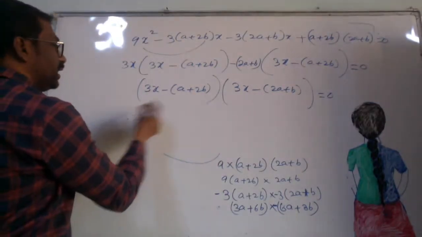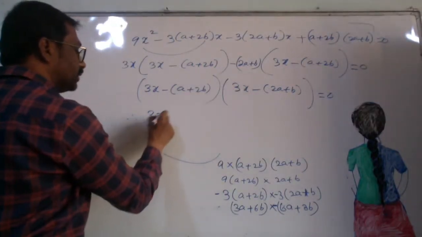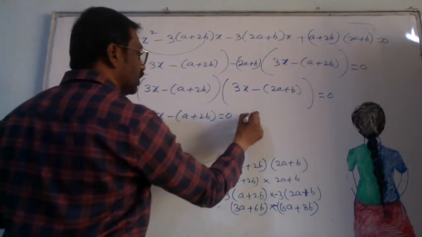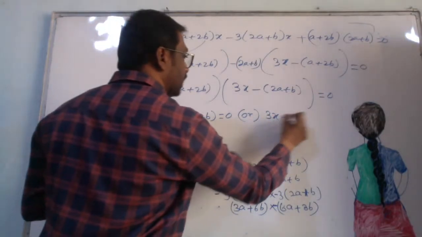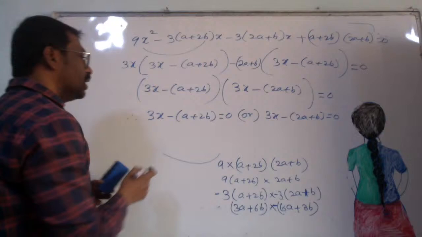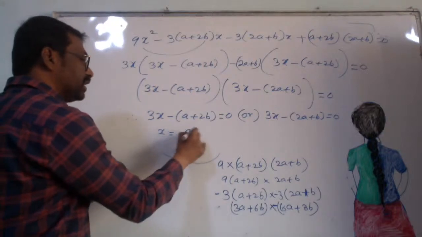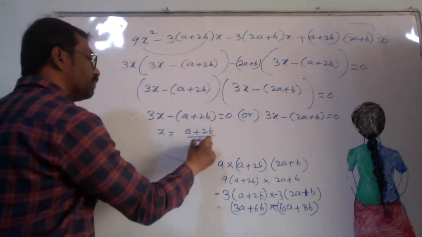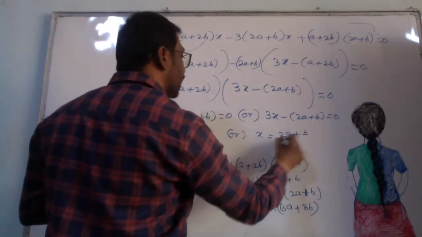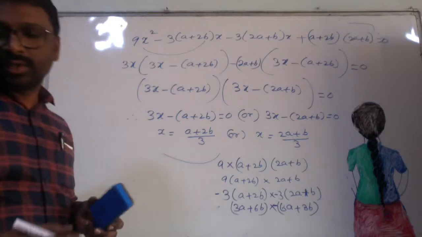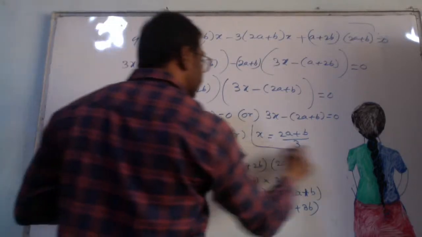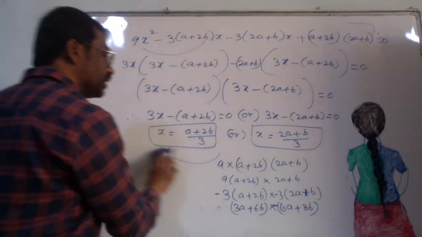Therefore, either factor equals 0. So 3x minus (a plus 2b) equal to 0, or 3x minus (2a plus b) equal to 0. From the first, x is (a plus 2b) by 3. From the second, x is (2a plus b) by 3. So these are the roots or solutions of the given quadratic equation.